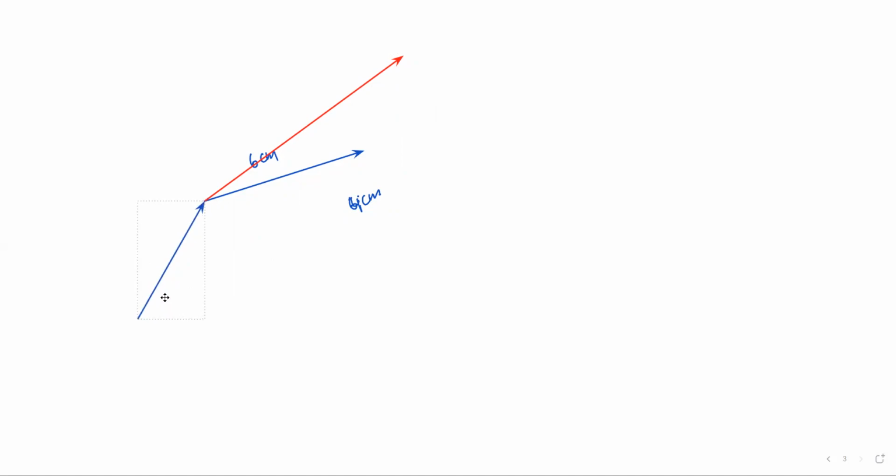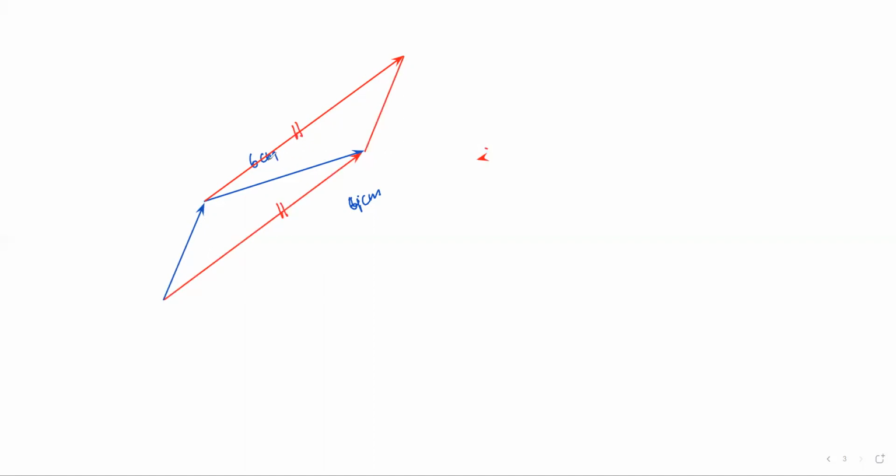I'm sorry, I've done something wrong. Yes, I'll take it here. Now the resultant is this. And you see that I'm getting a perfect parallelogram. If I just join this, students, it is a perfect parallelogram. So by the parallelogram property, you know that this vector and this vector are the same in length.